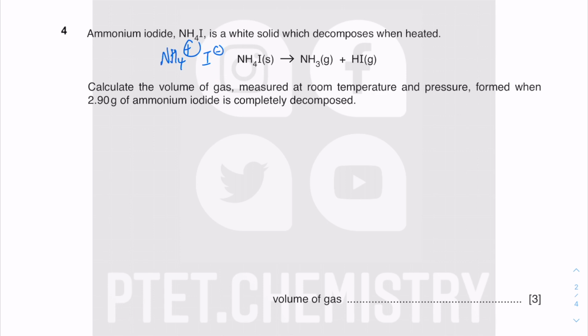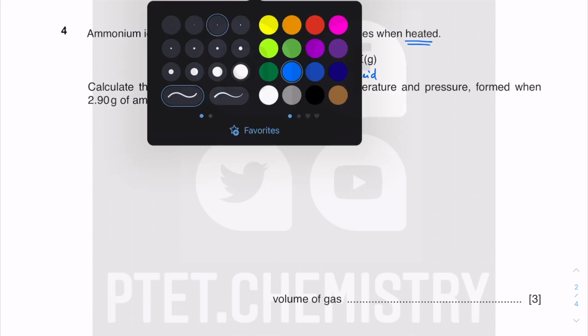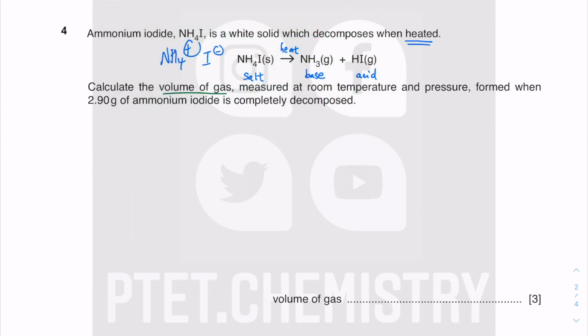So when you heat it, it will decompose to give you ammonia and HI. Ammonia is actually a base, or we call it alkali. HI is an acid. NH4I is actually a salt. When you react an acid and a base, you will get the salt, but when you heat the salt, you get back the base and the acid. Now, what do they want you to do? They want you to calculate the volume of gas measured at room temperature and pressure.